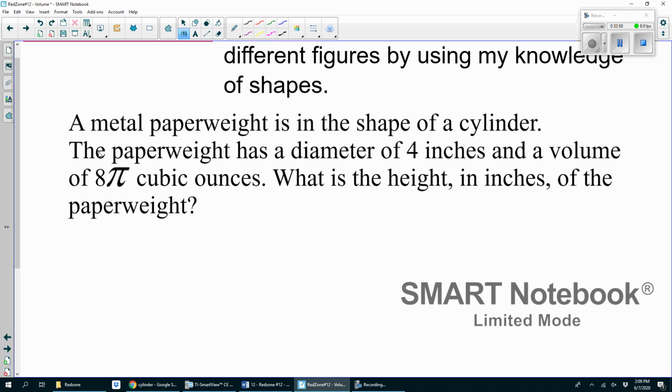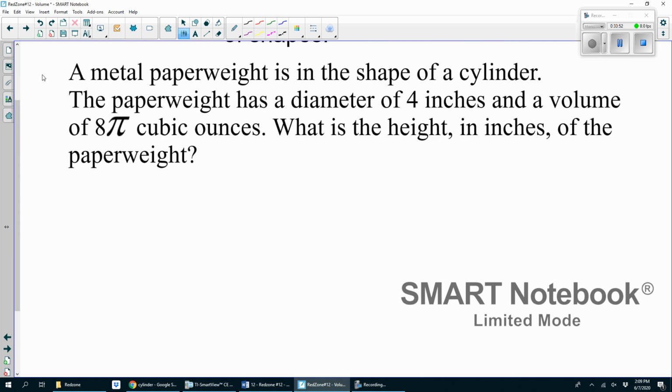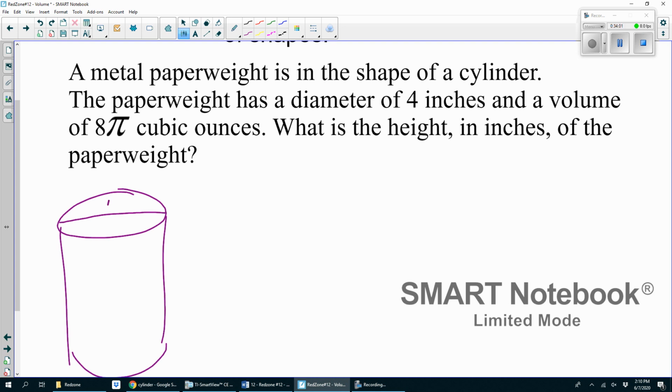Okay, so a metal paperweight is in the shape of a cylinder. If you want to draw a picture, you could draw a very basic cylinder. The paperweight has a diameter, that's a line that goes all the way across, of 4, and a volume of 8 pi. I like to write all my information down separate from the question, again, using the solve strategy.